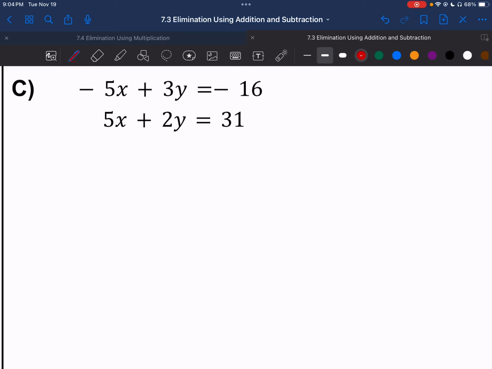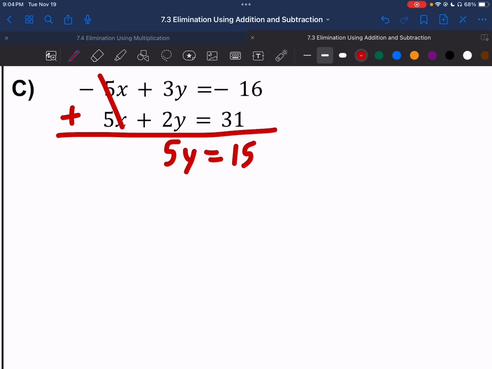All right, letter C. We're going to start off with, we add these two equations together. Negative 5 and 5 cancel out. 3y plus 2y is 5y. 31 minus 16 is 15. Divide by 5. Y is equal to 3.